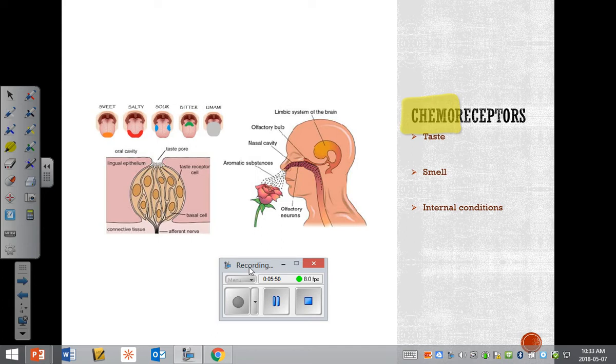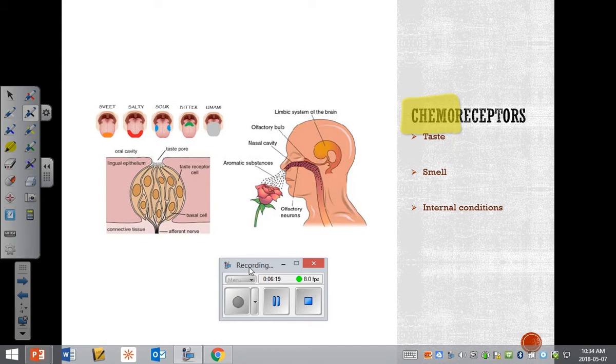Now, three examples of places where you have chemoreceptors would be for taste, for smell, and for internal conditions. So that you know, the details of taste, smell, and internal condition receptors are not something that is tested. You don't have to know the structures and all of the parts. I just want to show them to you as examples because I think it's important for you to know that they exist. So on the left here, we have some information about taste.